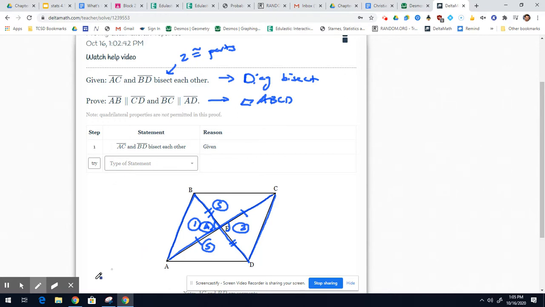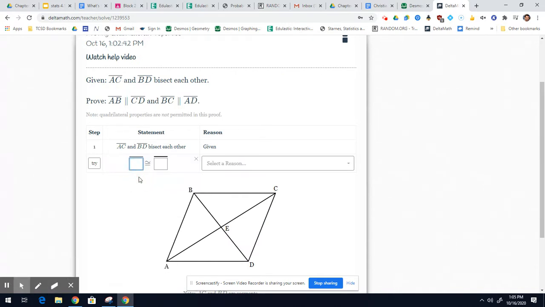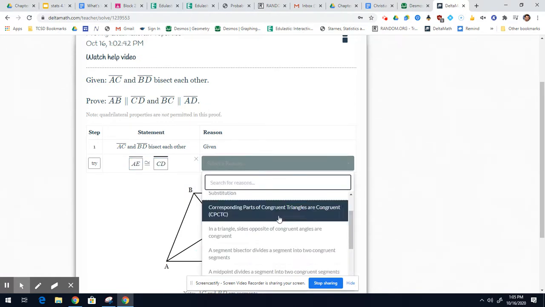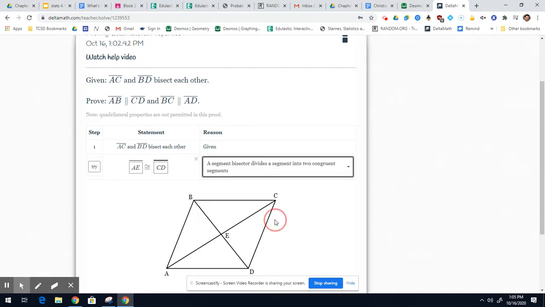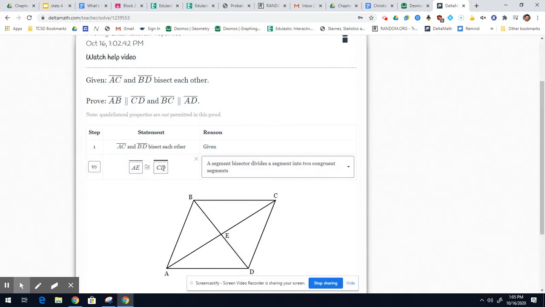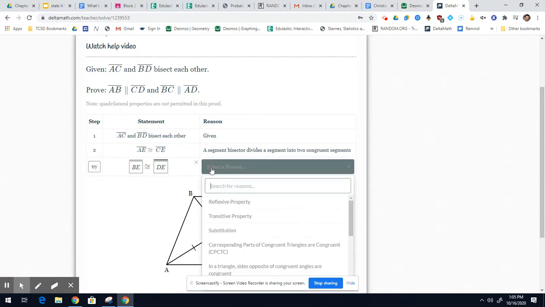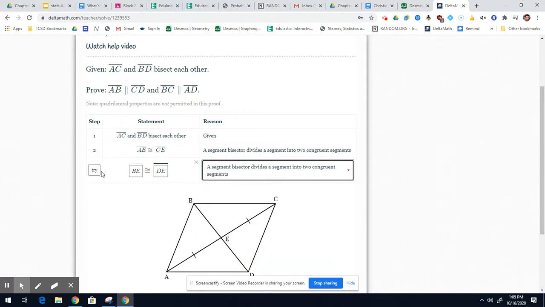Okay, so let's go ahead and try to put that in our proof, and then we'll talk about what we have to do after that. All right, so here we go. Because AC is being bisected, I know that segments AE and CE are congruent, and that's because of a segment bisector. A segment bisector divides a segment into two congruent segments. Oh, I picked the wrong one. AE and CE. Sorry. That's better. BD is also bisected, so let's choose BE and DE. I'll try to do it right the first time this time, huh? BE and DE. There we go. And again, same idea, segment bisector.